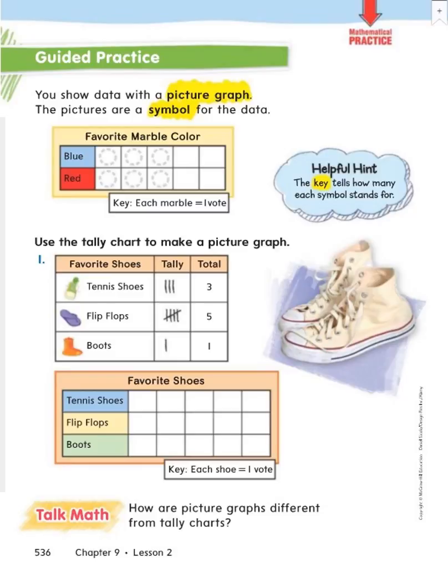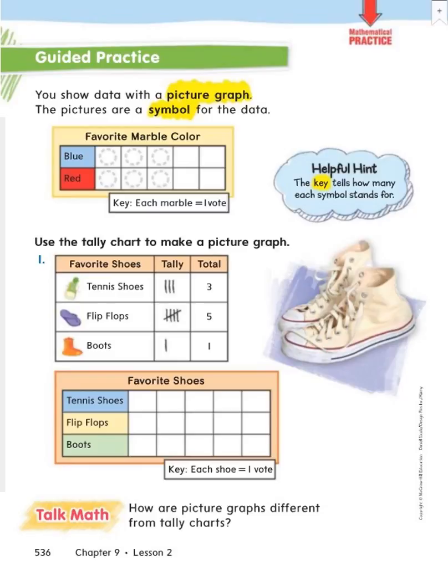Okay, so it says at the top here, you show data. Remember that data is information. You show data with a picture graph. The pictures are a symbol for the data. So instead of using tally marks, we might use a blue square or a red circle or a letter X or a check mark or even a picture. It doesn't matter, but this is what we're going to do now in picture graphs. We're not going to use tally marks.